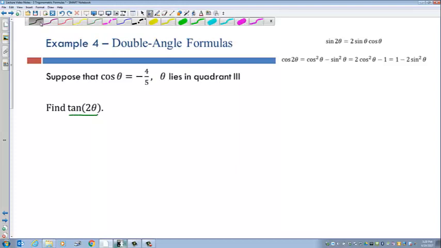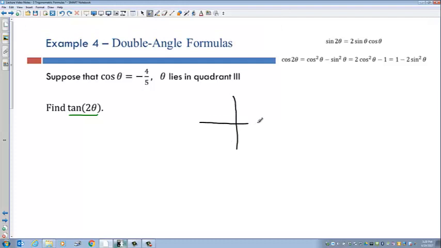All right, so let's draw a picture of this to find out where everything lives. It says we live in the third quadrant, so my angle theta is somewhere down here. All right, so this is my theta.